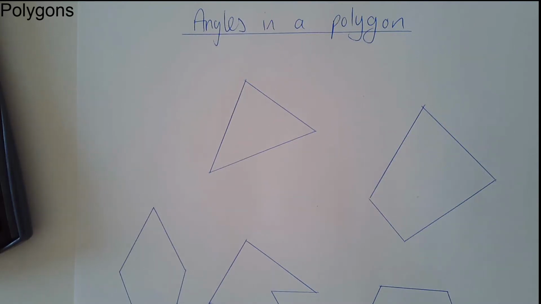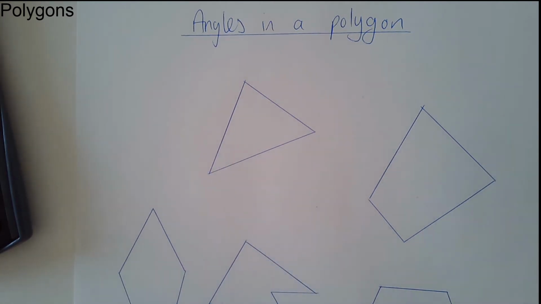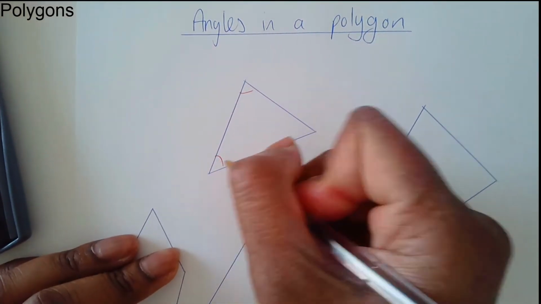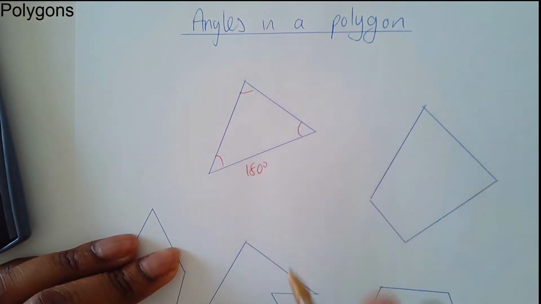If you're one of those people that find it difficult to remember what angles in a four-sided shape add up to, or five-sided shape, 6, 7, and so on, only one thing you need to remember is angles in a triangle add up to 180. So all of these add to 180.